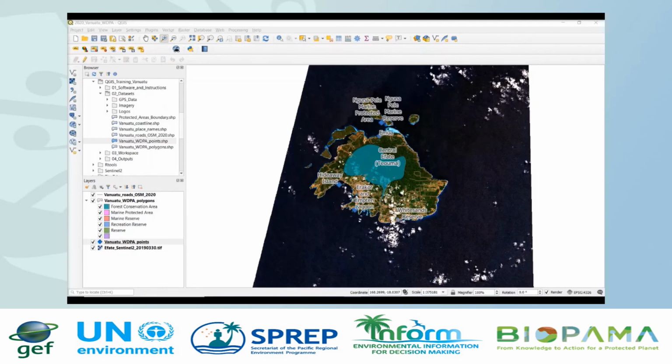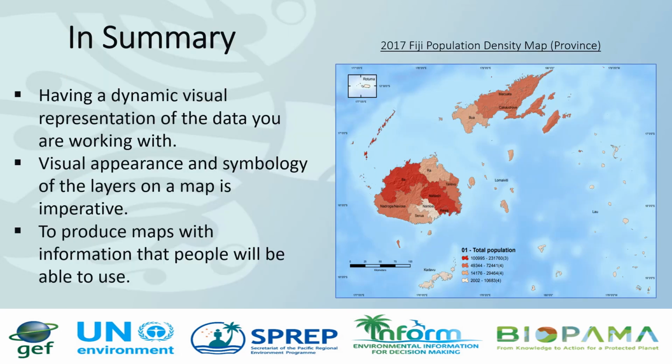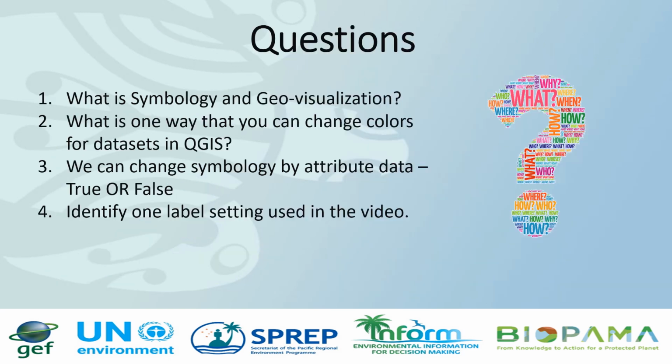for future use. In summary, the basic strength of a GIS is having a dynamic visual representation of the data you are working with. Therefore, the visual appearance and symbology of the individual layers to be projected on a map is imperative. Most importantly, to produce maps with information that people will be able to use.